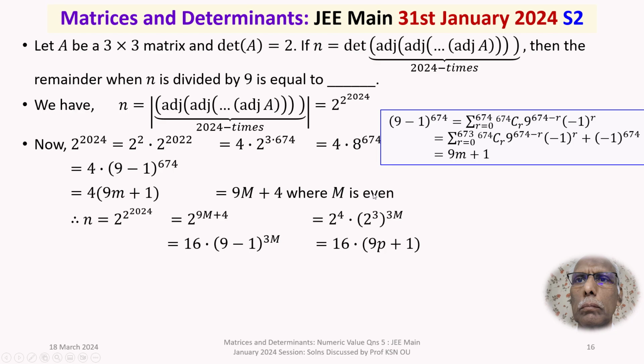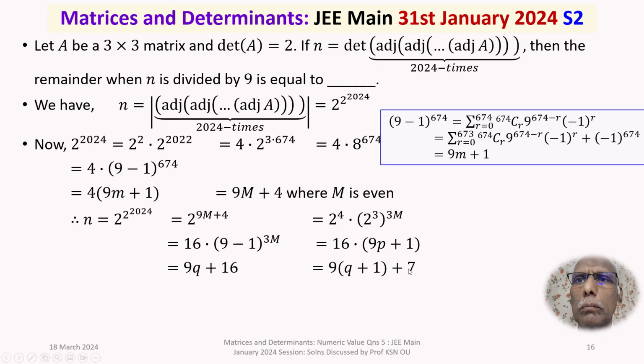Here 3m, m is even, therefore 3m is even. Therefore, minus 1 to the power of even is plus 1 only. So you will get 16 into 9p plus 1. This is same as this one only. Instead of 674, we have 3m where m is even. So you get this one. So when you multiply, it is 16 into 9p is 9 times q. 9 times q means q is 16p. Plus 16 into 1 is 16.